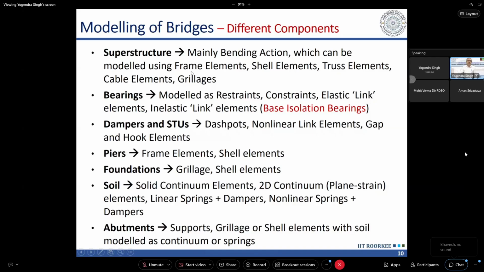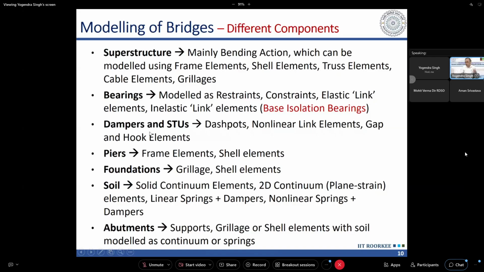So the superstructure is mainly subjected to bending action. It can be modeled using frame elements, either a single frame element or a grillage of frame elements. We will discuss that in more detail. Then we can also use continuum finite elements like shell elements. In the case of truss bridges, we have to use truss elements, and in the case of cable-stayed bridges, we have to use cable elements. So the superstructure can be modeled in different ways, depending on which aspect of its behavior we are interested in.